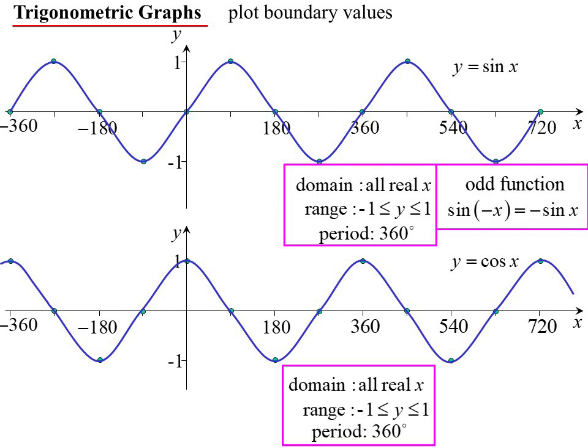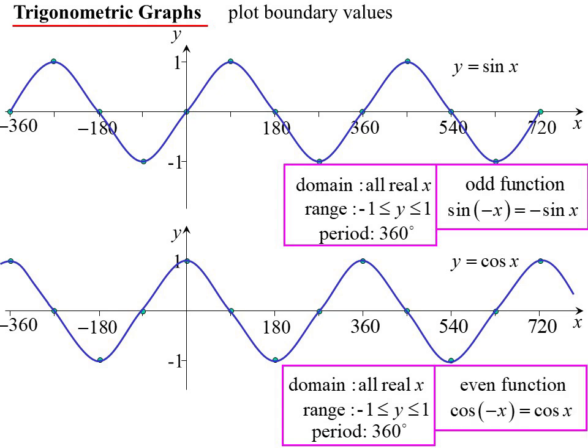That therefore means the domain's going to be exactly the same, which it is. The range is going to be exactly the same. The period's going to be exactly the same. However, the symmetry is not exactly the same. If we look at this one, we've got reflection in the y-axis. So cosine is an even function. So the cosine of negative x is actually equal to the cosine of x.